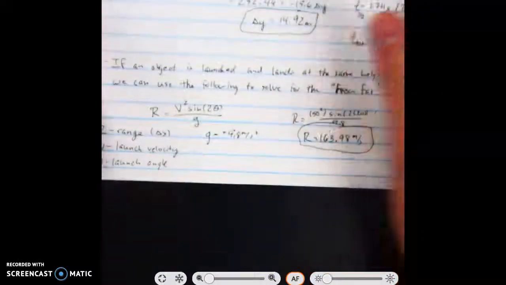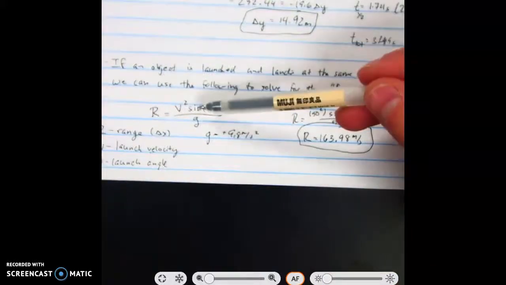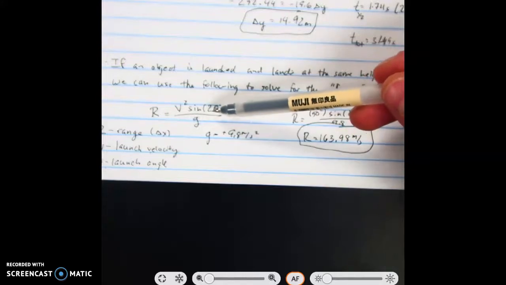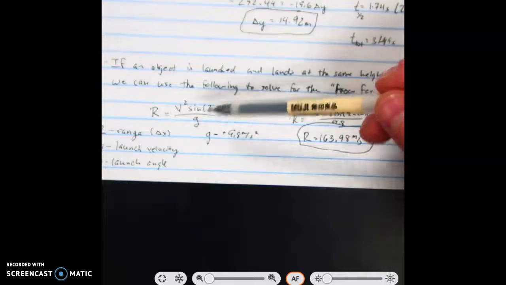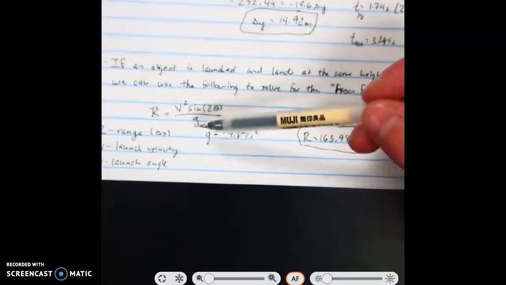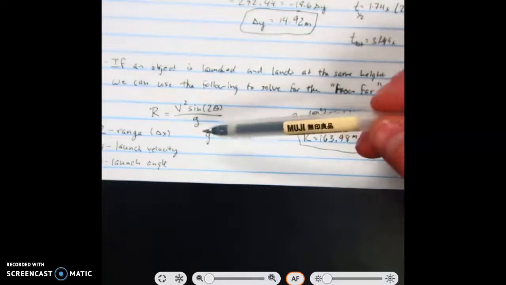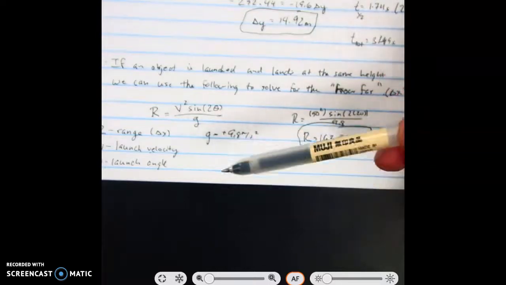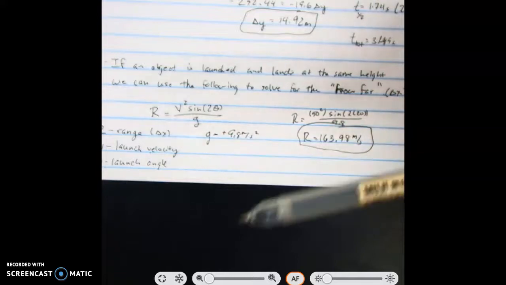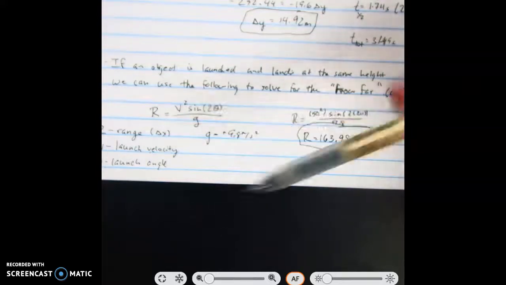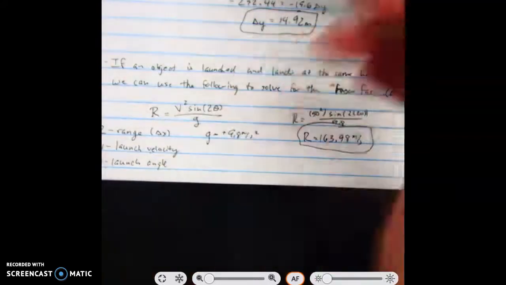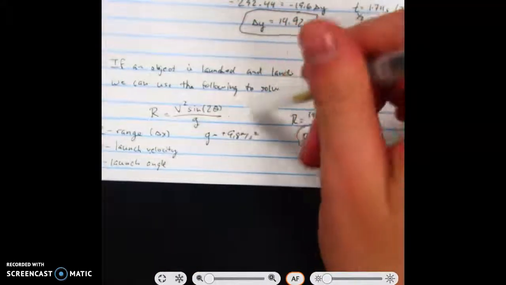Once again, this equation will be very, very handy if I ever give you a question where I ask how far did something travel, but it has to be launched and land at the same height or the same level. So if I launch something off a cliff, can't use it. If I launch something and it lands on a ledge, probably can't use it because that ledge is going to be most likely higher up, and all that kind of stuff. It's a very niche equation, but this thing saves a lot of time.